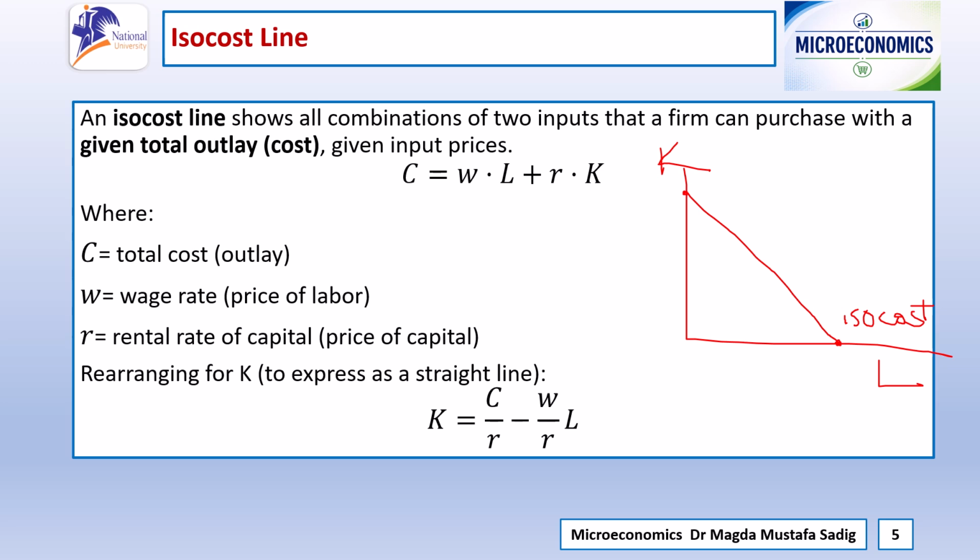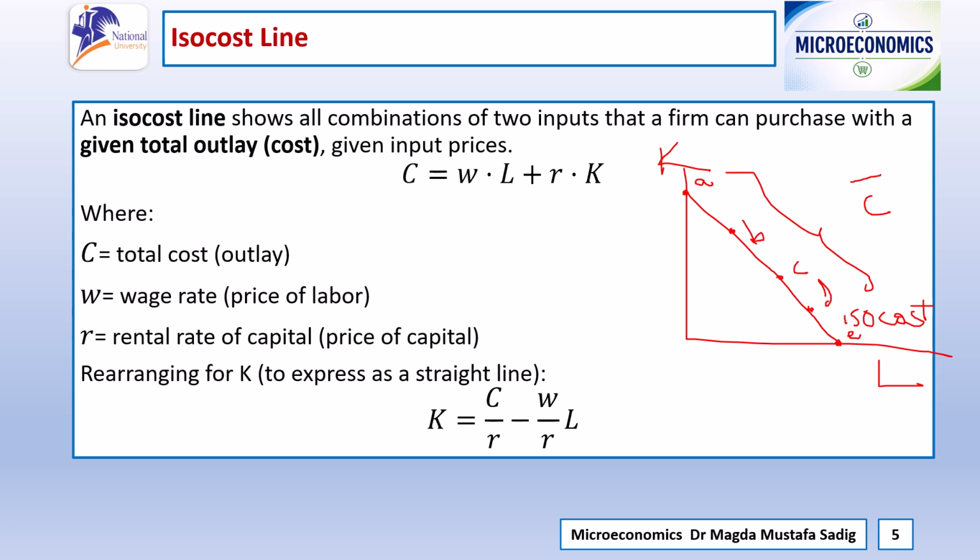Now let us discuss the second important tool, the isocost line. An isocost line represents all combinations of labor and capital that cost exactly the same amount. What do we mean by this? If this is combination A and this is combination B, this is combination C, this is combination D, and this is combination E, all these combinations have a similar or constant cost.